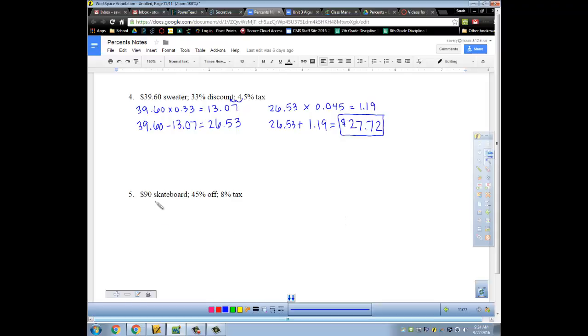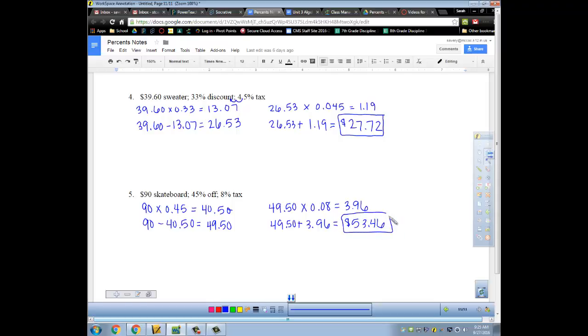Okay, and one more question. Again, we have a discount but then a tax, so do the discount first. 90 times 0.45, so that's $40.50. So you're going to save $40.50, which is pretty good. So subtract that from 90, which is $49.50. Then you're going to use that price and include the tax. So multiply by 0.08 to get 3.96. Since that was tax, you add it back on to the $49.50. And you get $53.46 as your final answer.